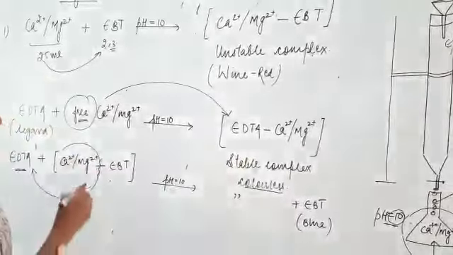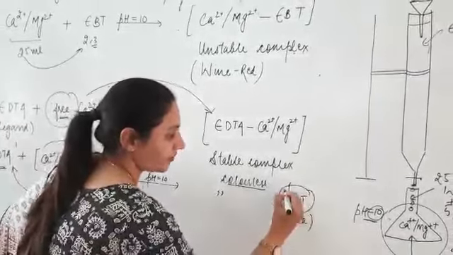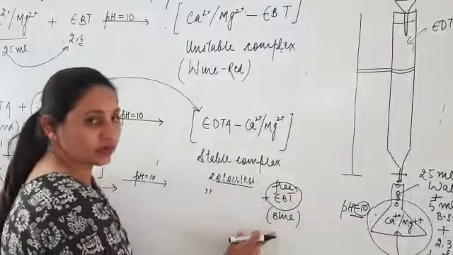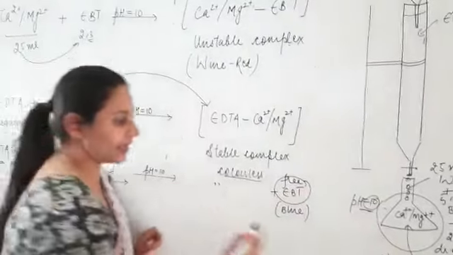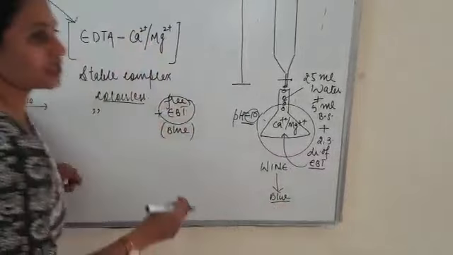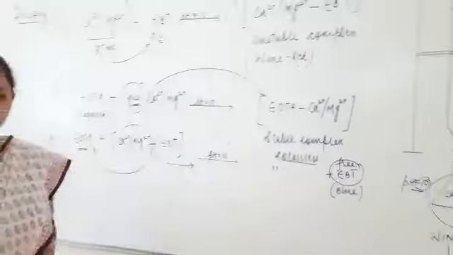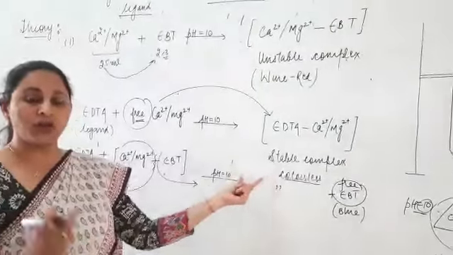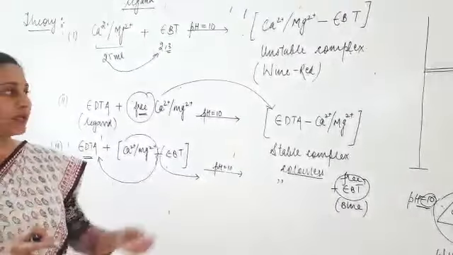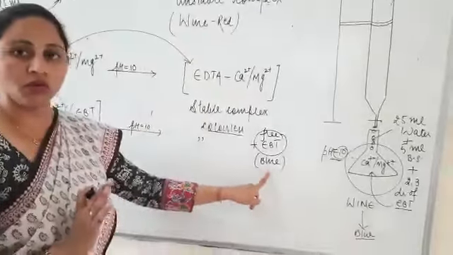At this stage, this EBT is set free. This is the free EBT and the color of free EBT is blue. So at the end point we will get blue color. What is this blue color? It is due to the free EBT. What is the color of the stable complex? It is colorless. What is the color of the unstable complex? It is wine red in color. So at the end point we will get blue color.